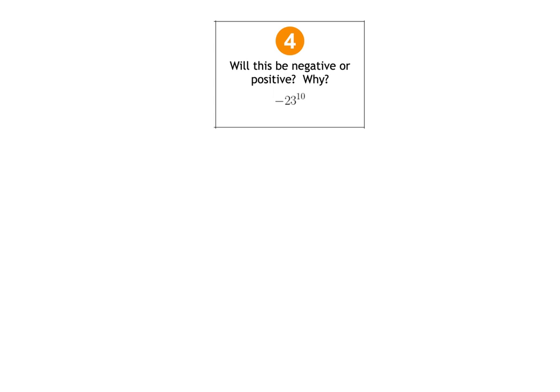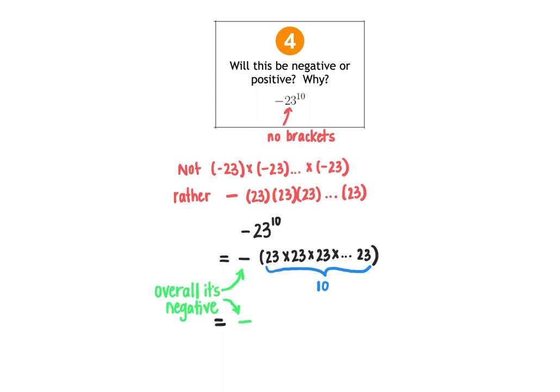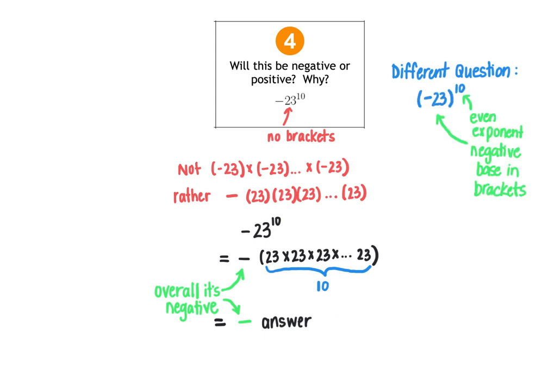This is another question asking us to determine if the final answer would be negative or positive. It's really important to notice that there's no brackets on the base of this power, which means that it's not negative 23 being multiplied 10 times, but rather 23 alone that's being raised to the power of 10. This means that we would have negative 23 times 23 times 23 and so on, so that there would be 10 23s. But when we look, we can see that overall, this answer is going to still be negative. This question would be different if the negative 23, or the base, were in brackets, in which case the answer would need to be positive.